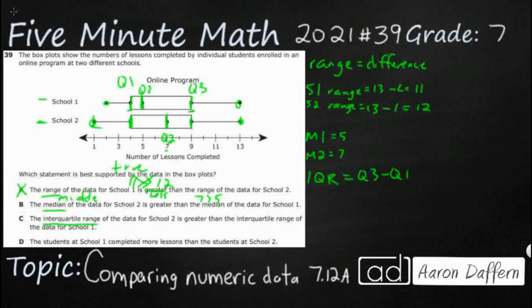So we've got school 1, the IQR, that's going to be 9 minus 4, and then school 2 IQR also equals 9 minus 4. And they say it's greater, but it's even. D just is silly because we don't know any numbers here. We don't know how many lessons there are at all. It doesn't show us that, so our answer is B.